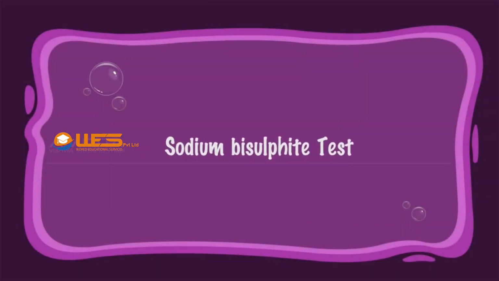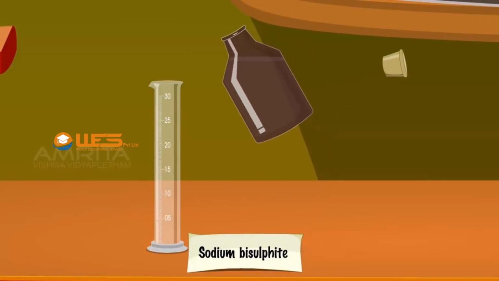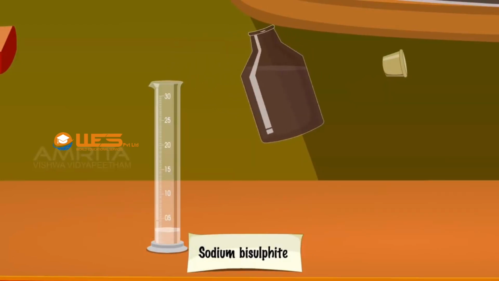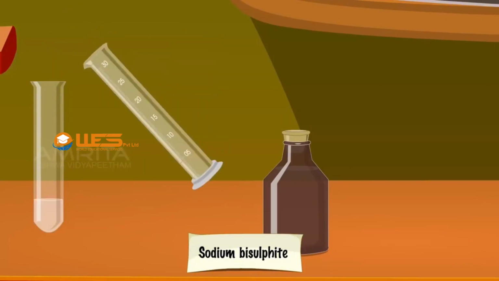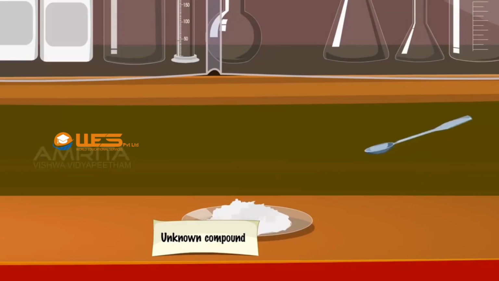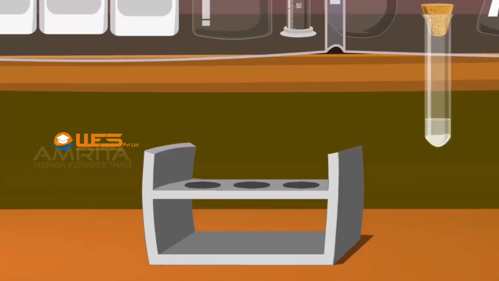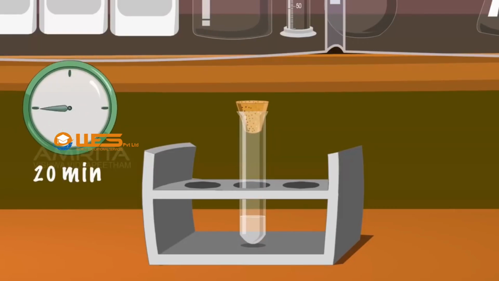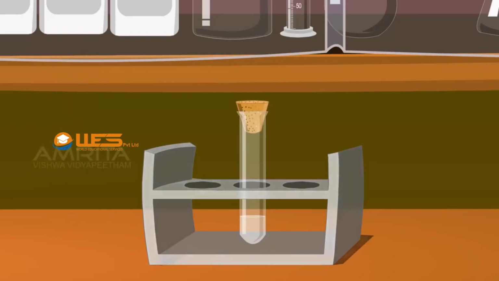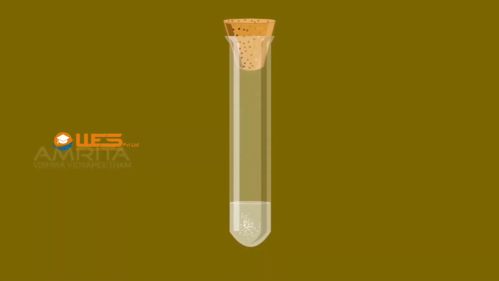Sodium bisulfite test. Procedure. Take 2 ml of sodium bisulfite in a measuring jar, pour it into a dry test tube. Add some unknown compound to it with a spatula. Cork the test tube. Shake it and allow it to stand for 20 minutes. Formation of crystalline white precipitate confirms the presence of carbonyl group.